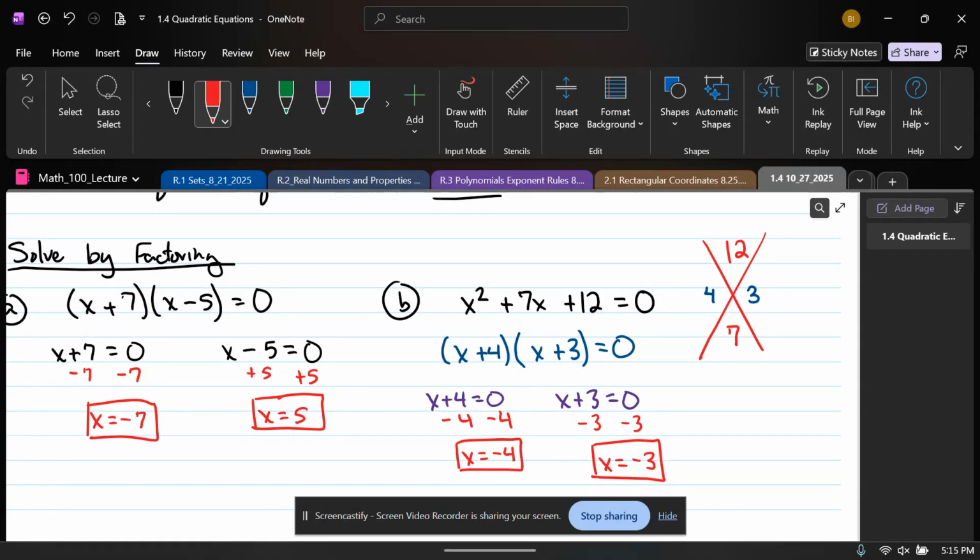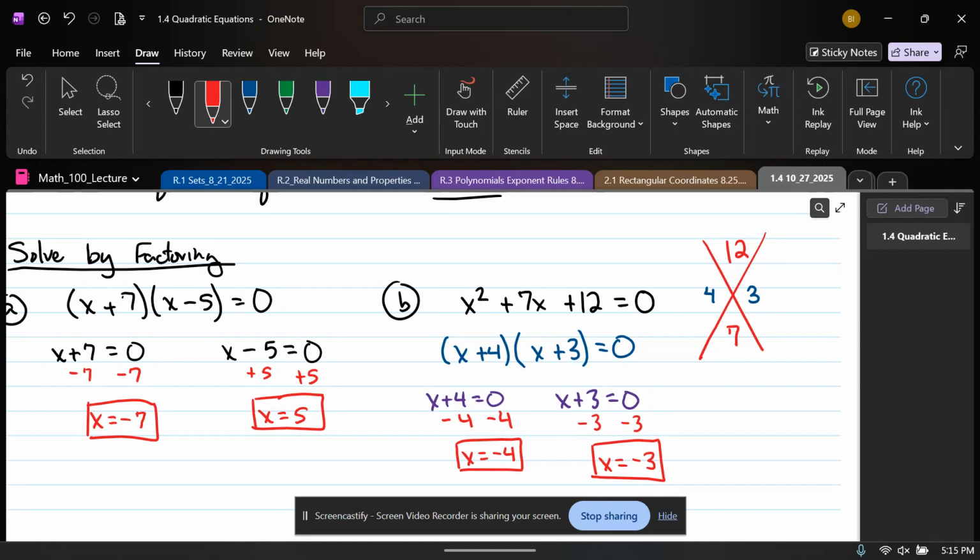If I take one of those answers and plug it back in the original problem, negative 4 squared is 16, plus 7 times negative 4 would be negative 28. So 16 plus negative 28 is negative 12. Negative 12 plus 12 is 0. So that checks. If I plug in the negative 3, same thing's going to happen here. I'm going to have positive 9 minus 21, which is negative 12, plus 12 is 0. Both of those work in the original.